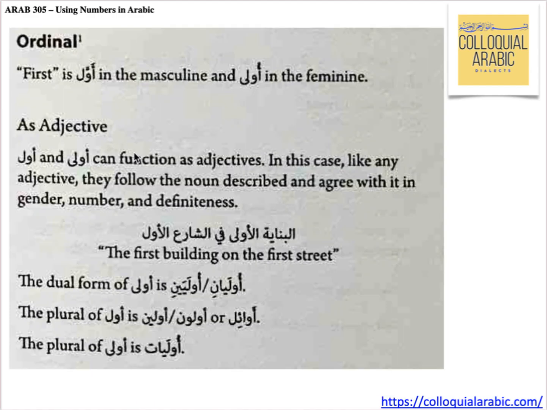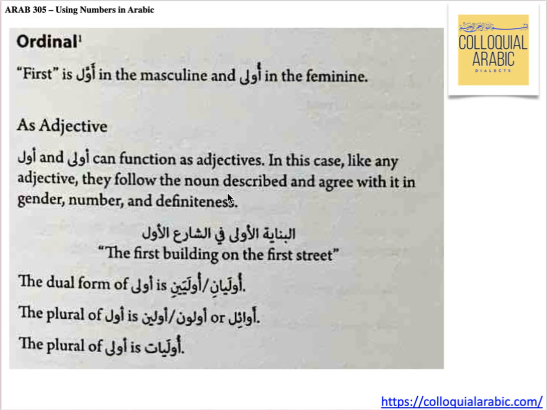Now let's look at the ordinal. As you know, the ordinal indicates position or rank. So in this case, the number one would indicate the first position. So first is awwal in masculine and ula in feminine. So let's look at its usage. In the usage of number one in ordinal form, the first one is an adjective. So awwal and ula can function as adjectives.